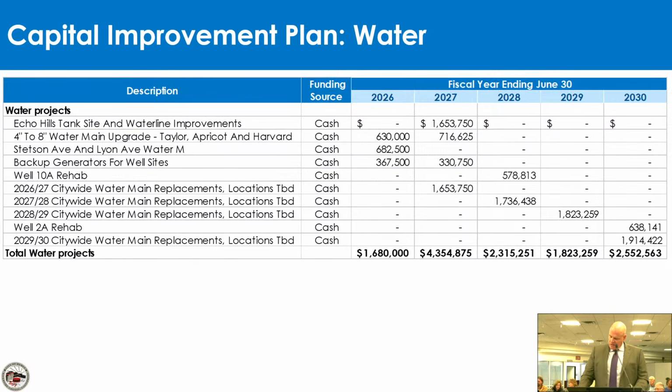So you see that each year, the list of projects is about $12.7 million over the 5-year period. And again, that's being funded from the rate revenue. There's not any debt associated with this. It is all being funded from the utility rates.